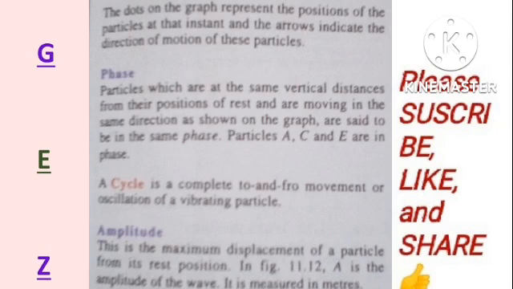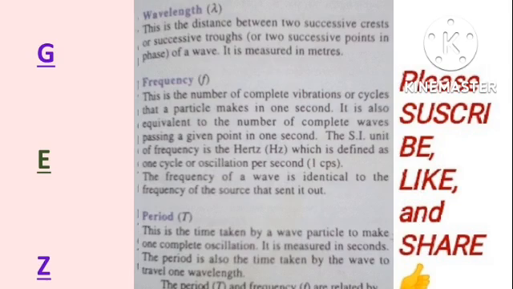So when a wave moves a whole cycle, let's call it a distance of 2 pi, an angular distance of 2 pi, it is called a cycle. So that is what consists of a wavelength. Some moments ago I mentioned that the amplitude is the maximum displacement of a particle from its rest position, which is also known as the equilibrium position.